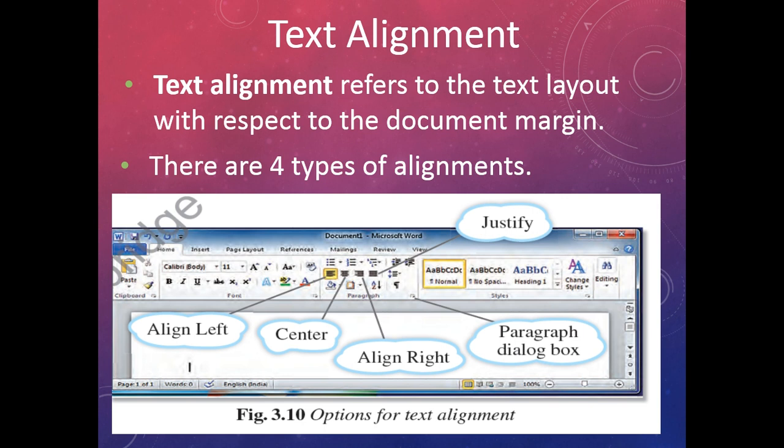What is text alignment? Text alignment refers to the text layout with respect to the document margin, how your text will appear in the document. There are 4 types of alignment: align left, center, align right, and justify. These are the 4 alignments that are available in the paragraph group.